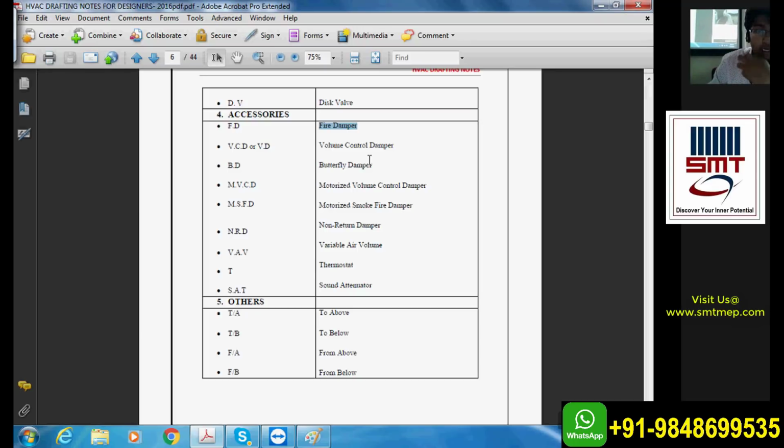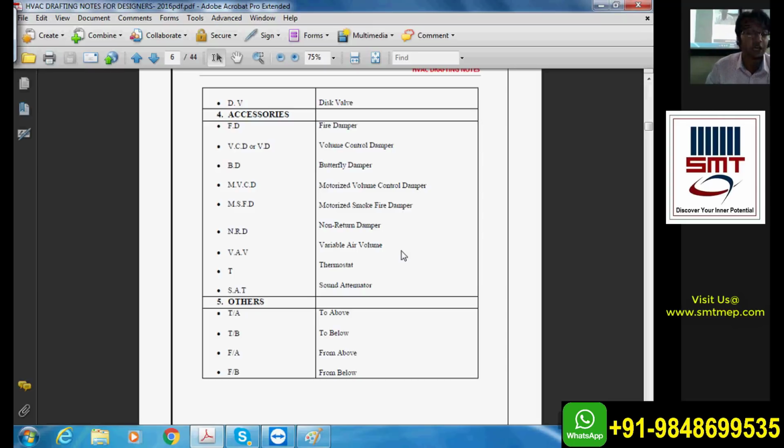Okay, so from this, highlight the fire damper, then you have the volume control damper, then the butterfly damper, then you have NRD, a VAV, and a thermostat. And in point number 5, you have others, where you have written T by A, which means to above. Any particular thing that is flowing above, you can write in continuation from this level to the next level, so you can write to above.